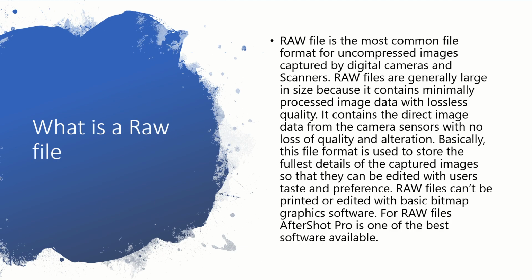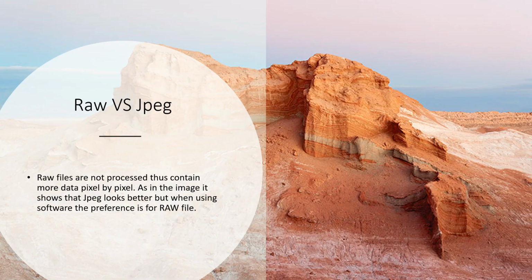RAW file is the most common image format for digital cameras and scanners because it loses very little data, but it also has a very large size, and it can be very easily converted from one format to the other. It also has very good editing abilities, as we'll show in a second. For these files, Aftershot Pro is one of the best software available, or Photoshop, or other Adobe ones, but that was said to be the best.